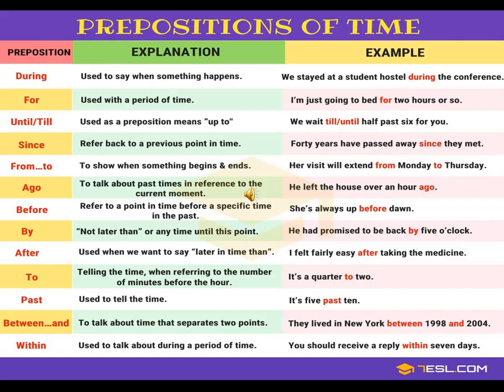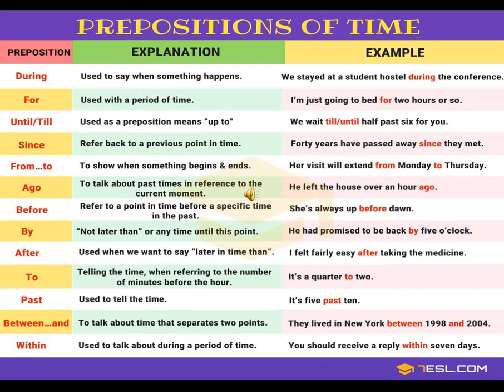Now that we have learned quite a bit about the prepositions of place, it's time for you to learn some prepositions of time. As you can see right in front of you, there's a long list of prepositions along with their explanations and examples. So let's discuss them one by one. The word during is a preposition we use when something is happening. The example would be, we stayed at a student hostel during the conference. So when this conference was going on, these people stayed at a student hostel.